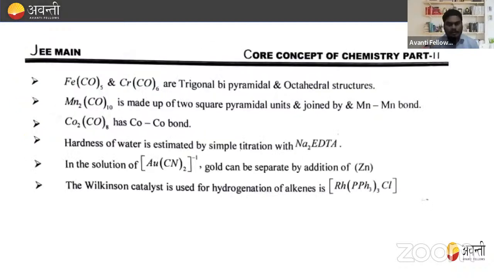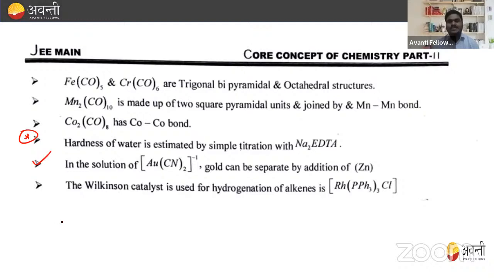Now next see some more points, like Fe(CO)5 and Cr(CO)6 are trigonal bipyramidal and octahedral in structure. Mn2(CO)10 is made up of two square pyramidal units joined by an Mn-Mn bond. In the same way, Co2(CO)8 has a Co-Co bond. Hardness of water is estimated by simple titration with Na2-EDTA. This point is also important. EDTA plays an important role in softening of hard water. In the solution of [Au(CN)2]-, gold can be separated by addition of zinc. So these are the applications of coordination complexes.